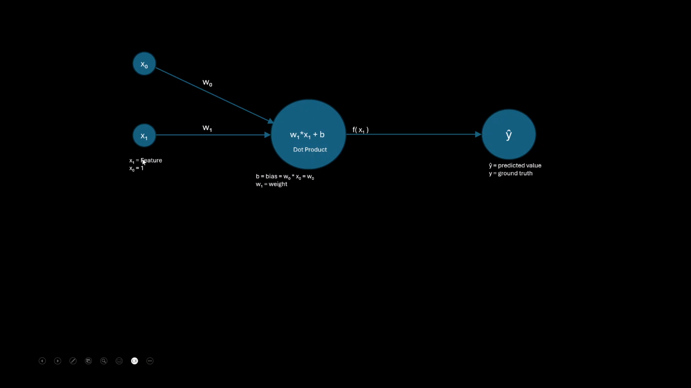X1 also has a name: feature. So no matter how many input variables, x1, x2, x3, all these are called features. X0 is always 1. And here is the simple math for the bias. This computational unit provides a simple output, which is really just the dot product, which is the predicted value for the house price.